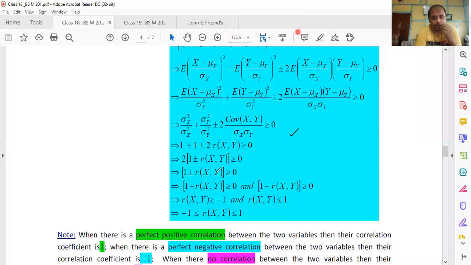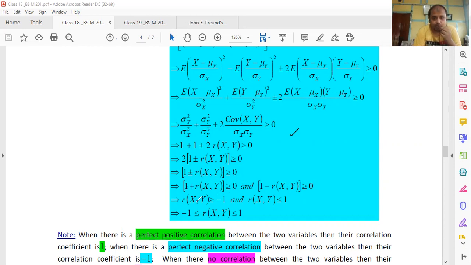The product of the two quantities is greater than or equal to 0 means what? Here you have to write in this manner. Since I'm considering both the plus and minus case together, I am separating it. It is not a product actually, since I'm writing the plus minus sign together. So 1 plus minus rxy greater than or equal to 0 means both of these are true: 1 plus rxy greater than or equal to 0, and 1 minus rxy greater than or equal to 0.